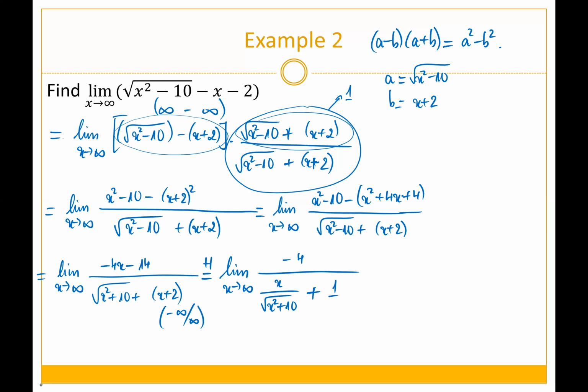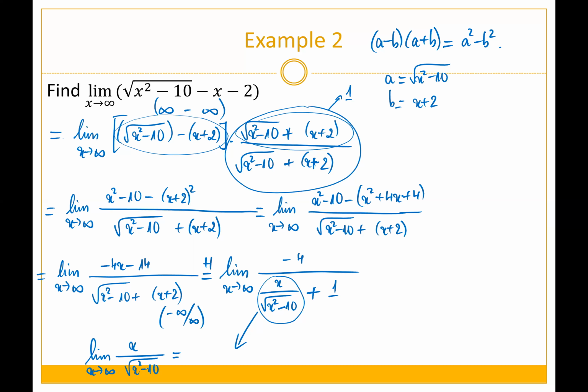Now you plug in infinity. So you're going to have negative 4 over this fraction plus 1. So you have to figure out what this fraction is going to equal as x approaches infinity. And very clearly, if you look at the biggest power in both of them, you have x, and then you have the square root of x squared, and x is approaching infinity. So I'll write it separately here. Limit of x approaching infinity, x over the square root of x squared minus 10.